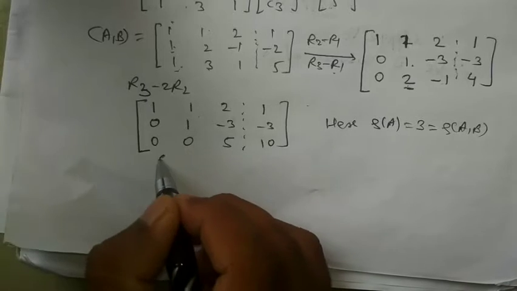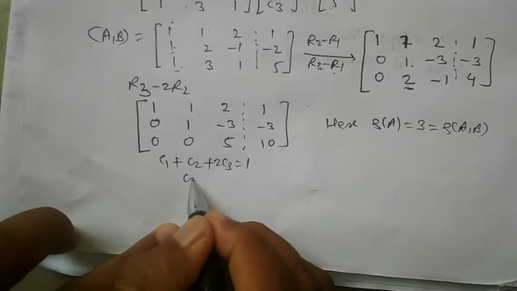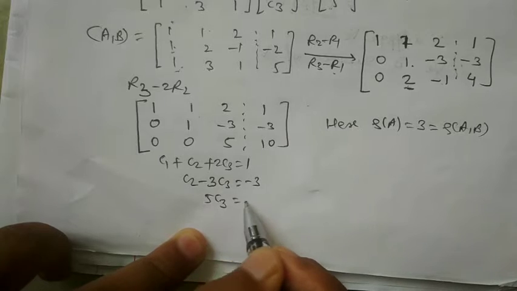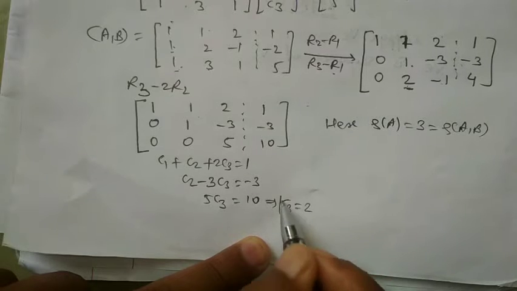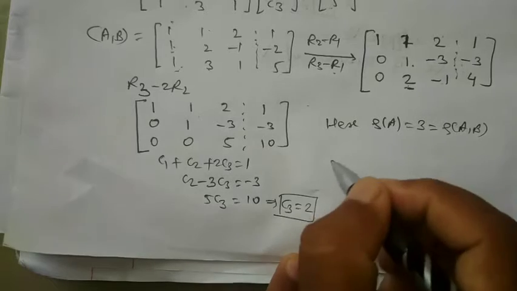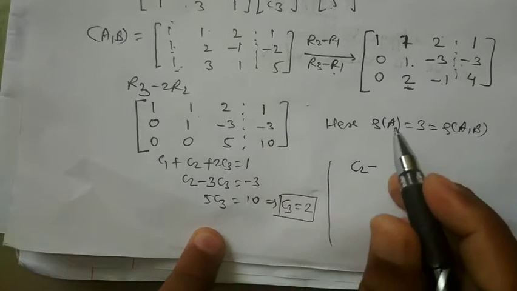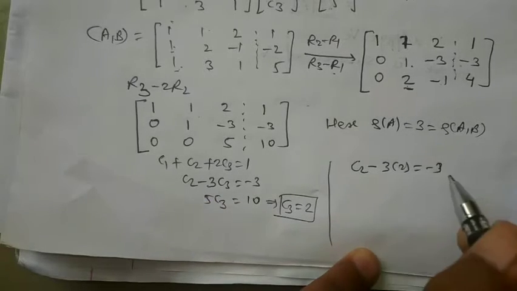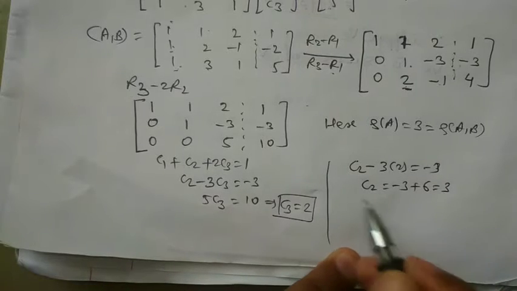So rewrite the system as C1 plus C2 plus 2 C3 is 1. Then C2 minus 3 C3 is equal to minus 3. And 5 C3 is equal to 10. So from this third equation, 5 C3 equals 10, so divide by 5. We will get C3 equals 2. So put this in the second equation. So we will get C2 minus 3 times C3, so minus 3 times 2 is equal to minus 3. That means C2 is equal to minus 3 plus 6, it is plus 3.